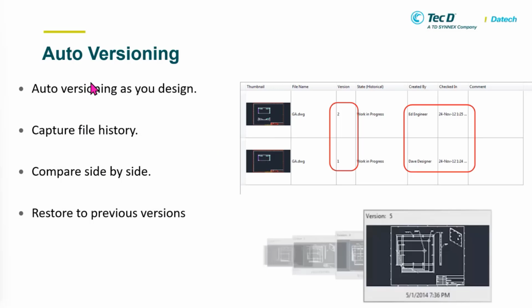So auto versioning, we can see after we load the files to Vault, it automatically does versioning. So every click of save, it will save a new version. Okay, you can see who made the changes, who made the save will be captured, and the time will be captured as well. Okay, so you're able to capture file history, compare files side by side, and restore to previous versions.